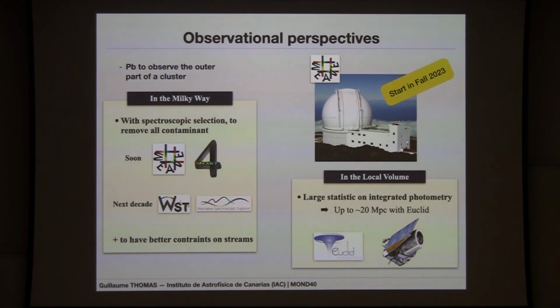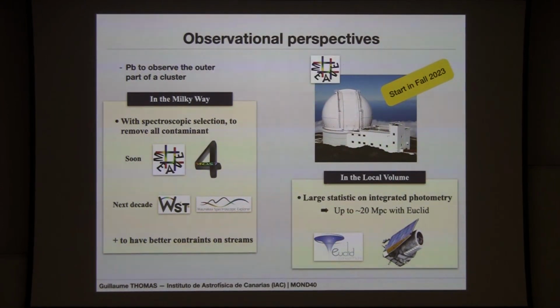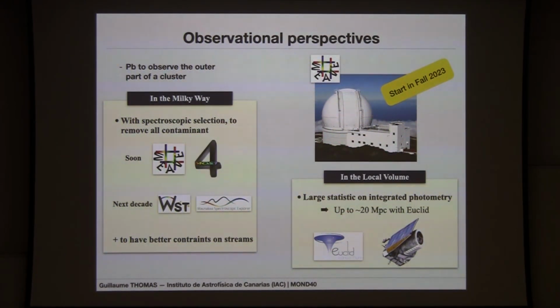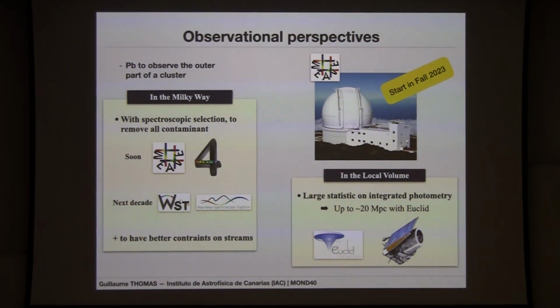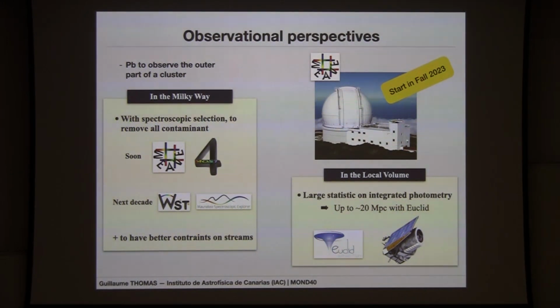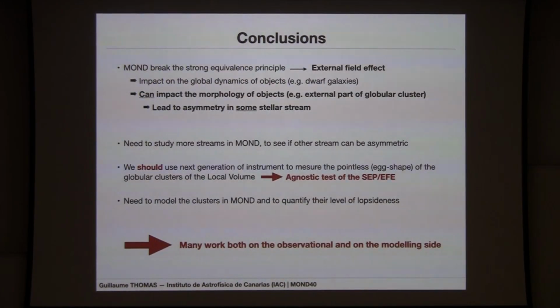And in the Local Group and in the local volume, another instrument will be useful to do large statistics, not only on a few globular clusters, but on a wide variety of globular clusters, thanks to the Euclid mission, because by using integrated light photometry, we can go up to 20 megaparsecs, and we can study the morphology of the external part of globular clusters with these really nice missions that will be launched really soon.